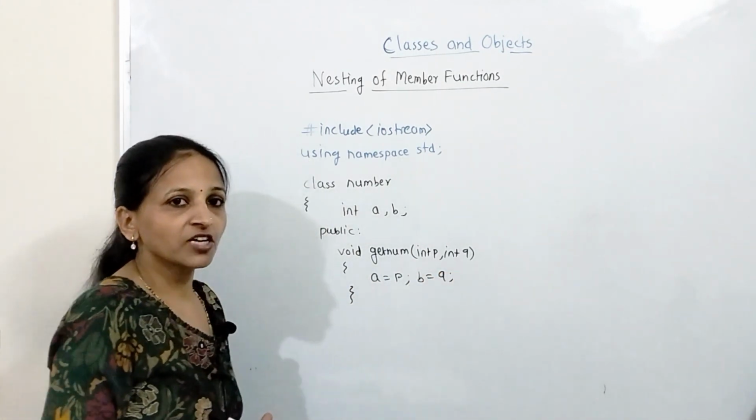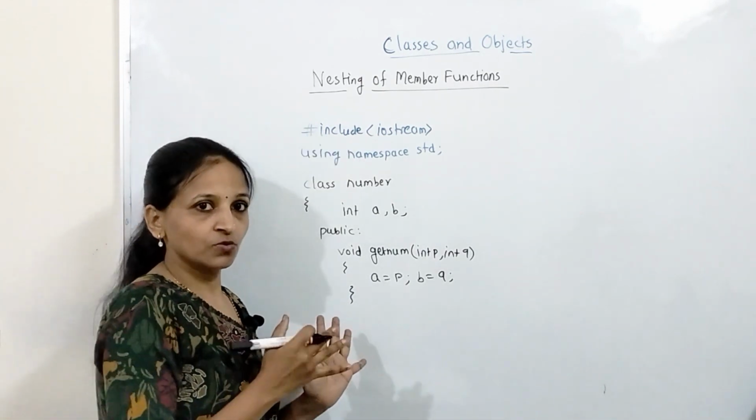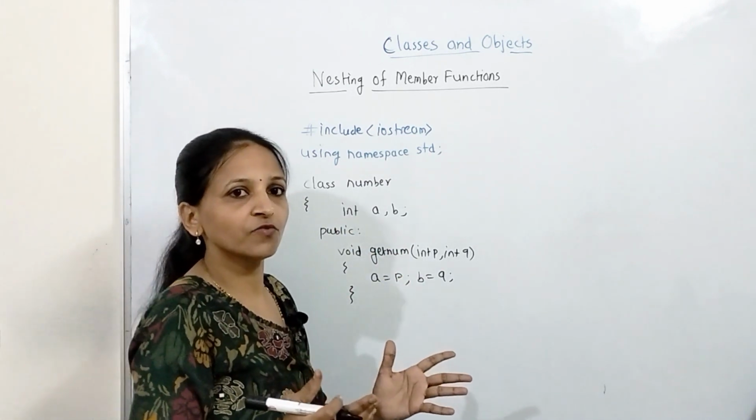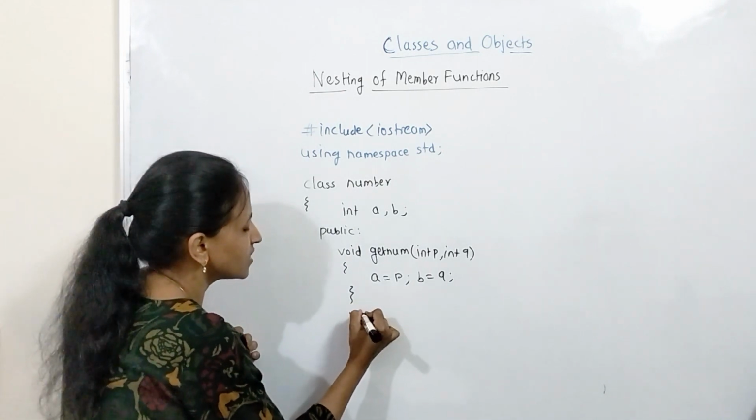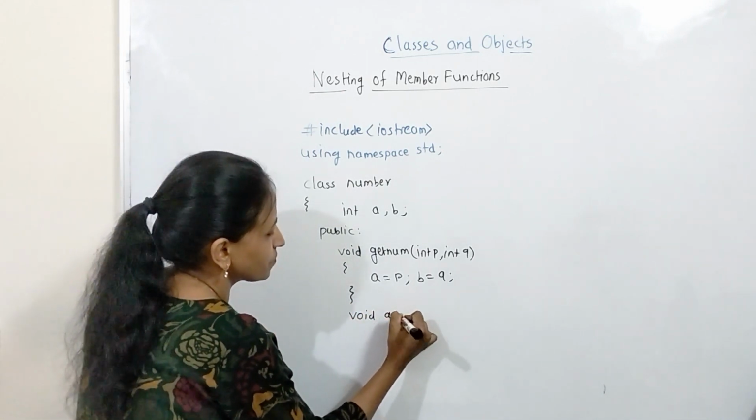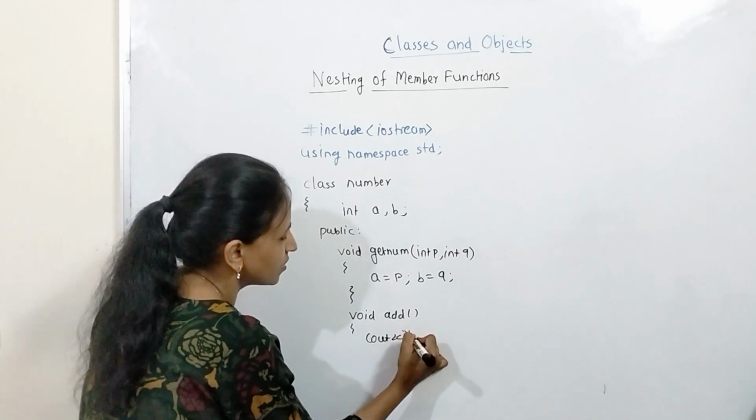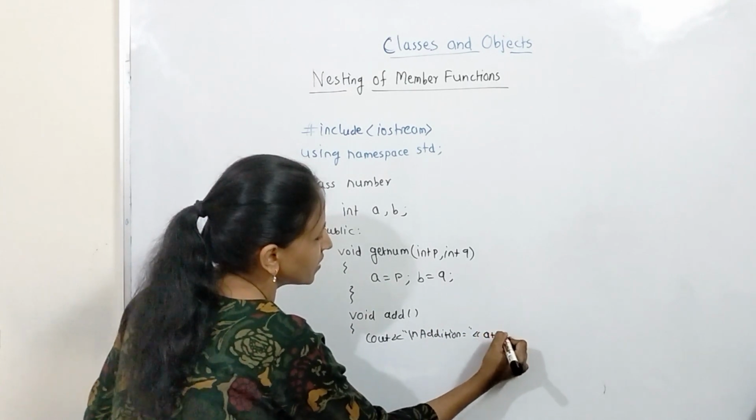Now the next function I am going to write will give the addition of these two integers. For that I am going to write one add member function. How to write that? Simple: void add. And here we will just display the addition, like cout addition equal to a plus b, in this way.